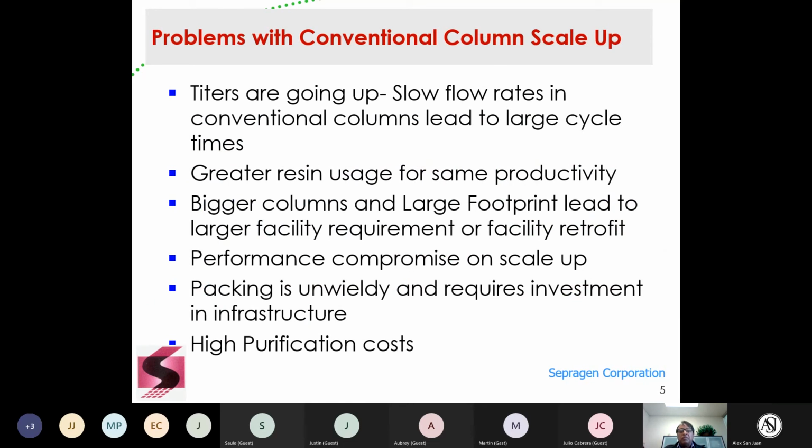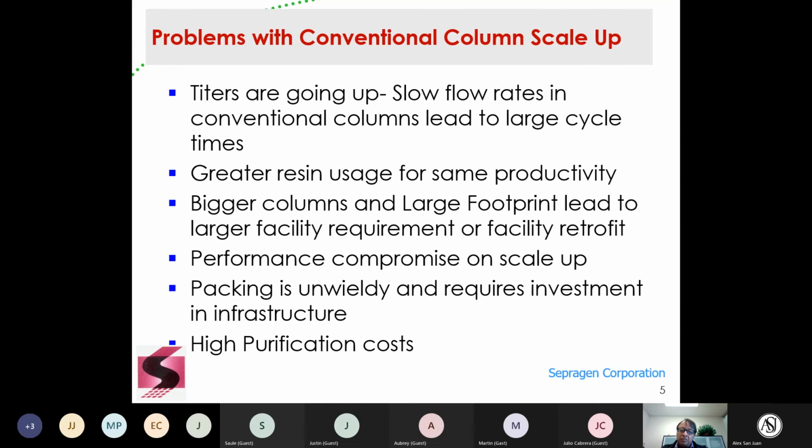So, to the columns. Why the need for radial flow columns? Well, particularly in the biotech industry, as titers have gone up, it's necessitated the need for larger and larger columns downstream, and downstream processing has become a bottleneck. So slow flow rates in conventional columns have led to large cycle times, often greater resin usage, because obviously the columns have to get bigger, larger footprints, larger facilities.